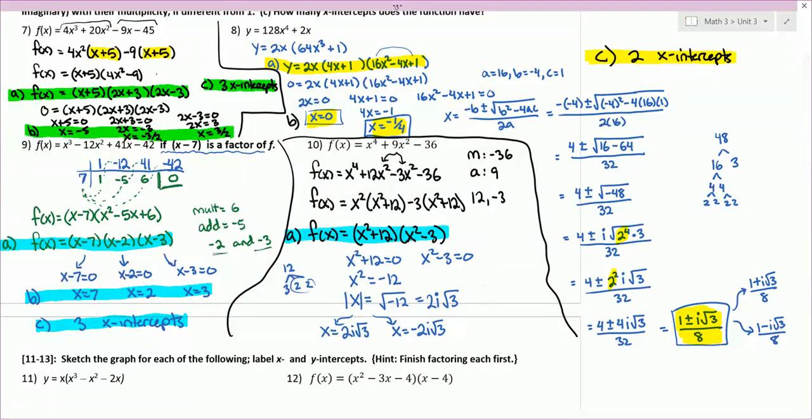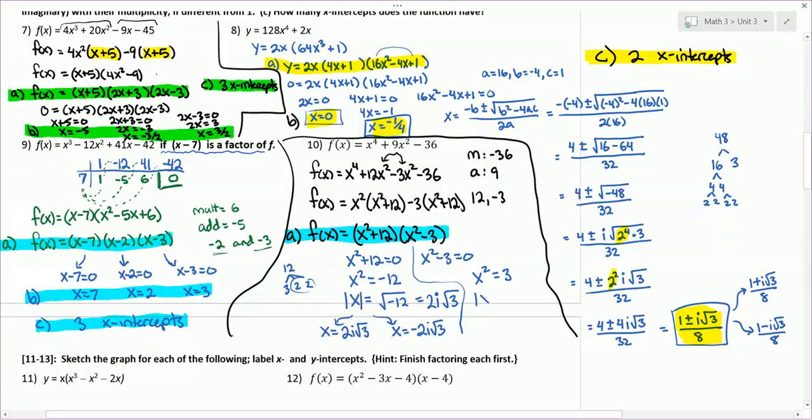The second equation, x squared minus 3 equals 0. We're going to add 3. We get x squared equals 3. Take the square root of both sides. We get the absolute value of x is equal to the square root of 3. And so because the absolute value is equal to the square root of 3, we get x is equal to the square root of 3, and x is equal to the negative square root of 3.